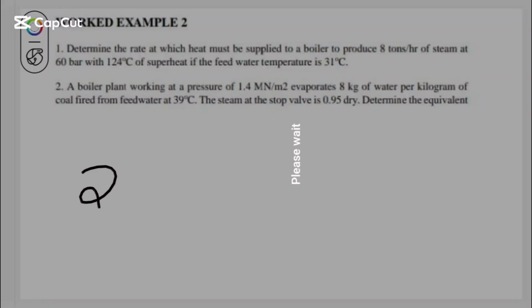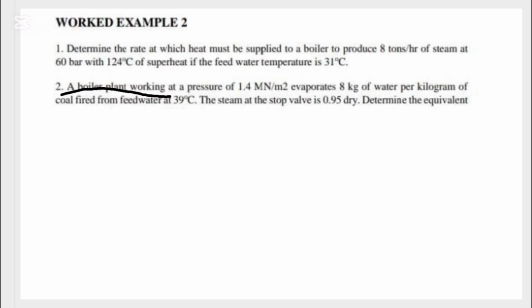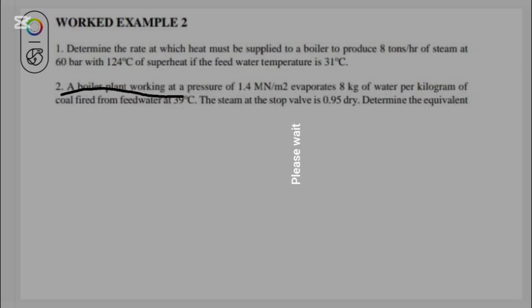Hello everyone, here is the continuation of the work example 2 that I have started. I just solved one question but I didn't answer the second question. So the second question says that a boiler plant working at a pressure of 1.4 MN per meter square evaporates 8 kg of water per kilogram of coal fired from feed water at 39 degrees Celsius.